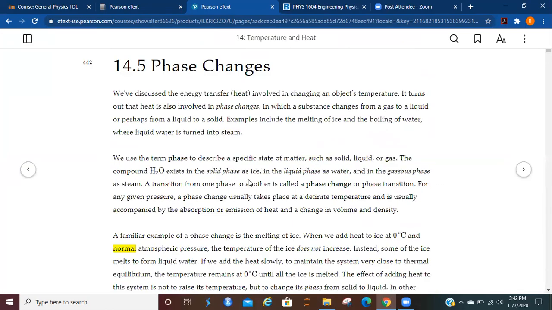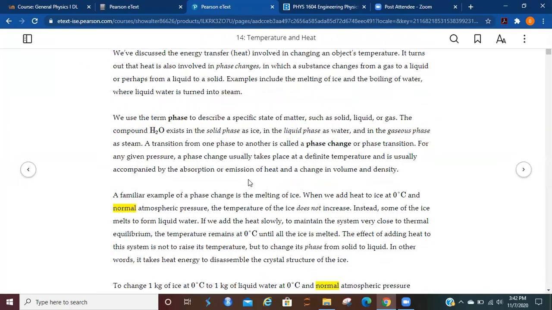Phase changes. So we've discussed the energy transfer heat involved in changing an object's temperature. Turns out that heat is also involved in phase changes, in which a substance changes from a gas to a liquid, or perhaps from a liquid to a solid. Examples include the melting of ice and the boiling of water, where liquid water is turned into steam.